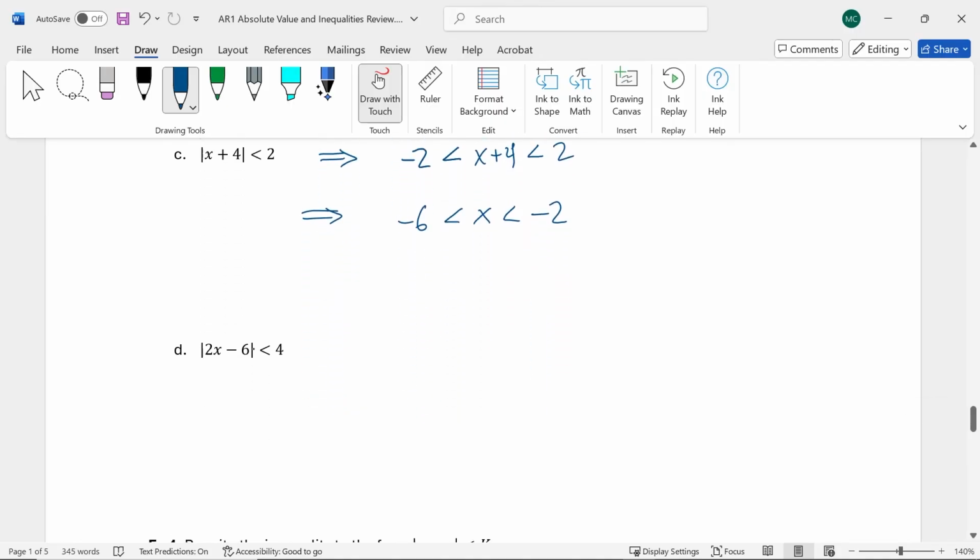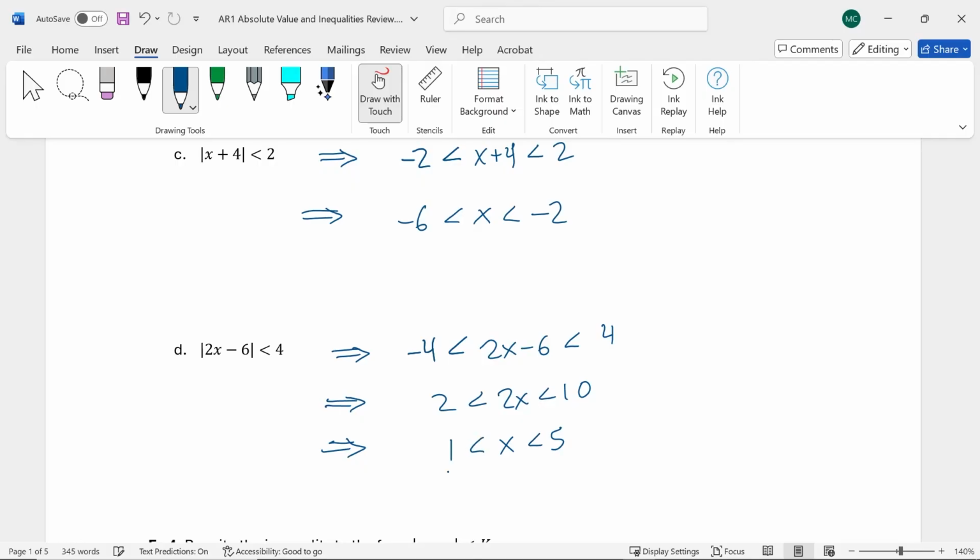Okay, and again, we've got the absolute value of 2x minus 6 is less than 4. So 2x minus 6 is between 4 and negative 4. I'm going to add 6 to both sides. That gives me 2x is between 10 and 2. And now I'm going to divide by 2, and I get x is between 5 and 1.